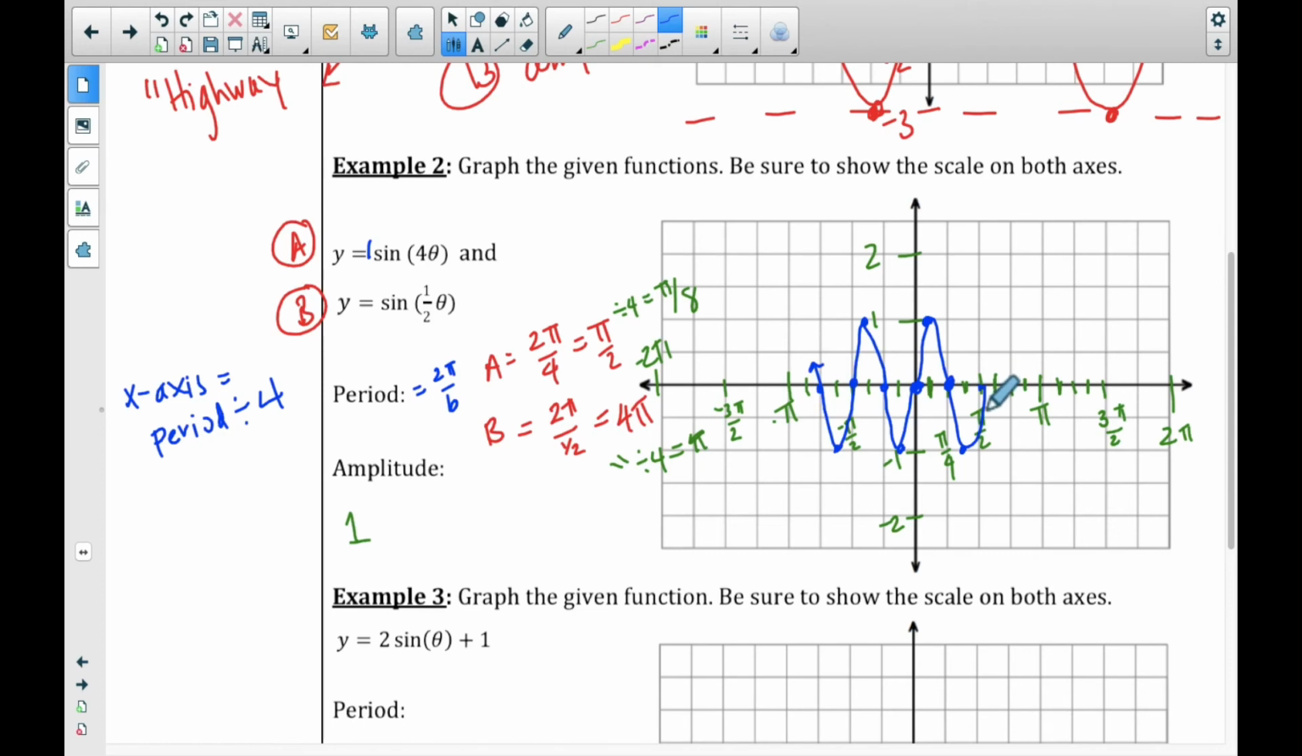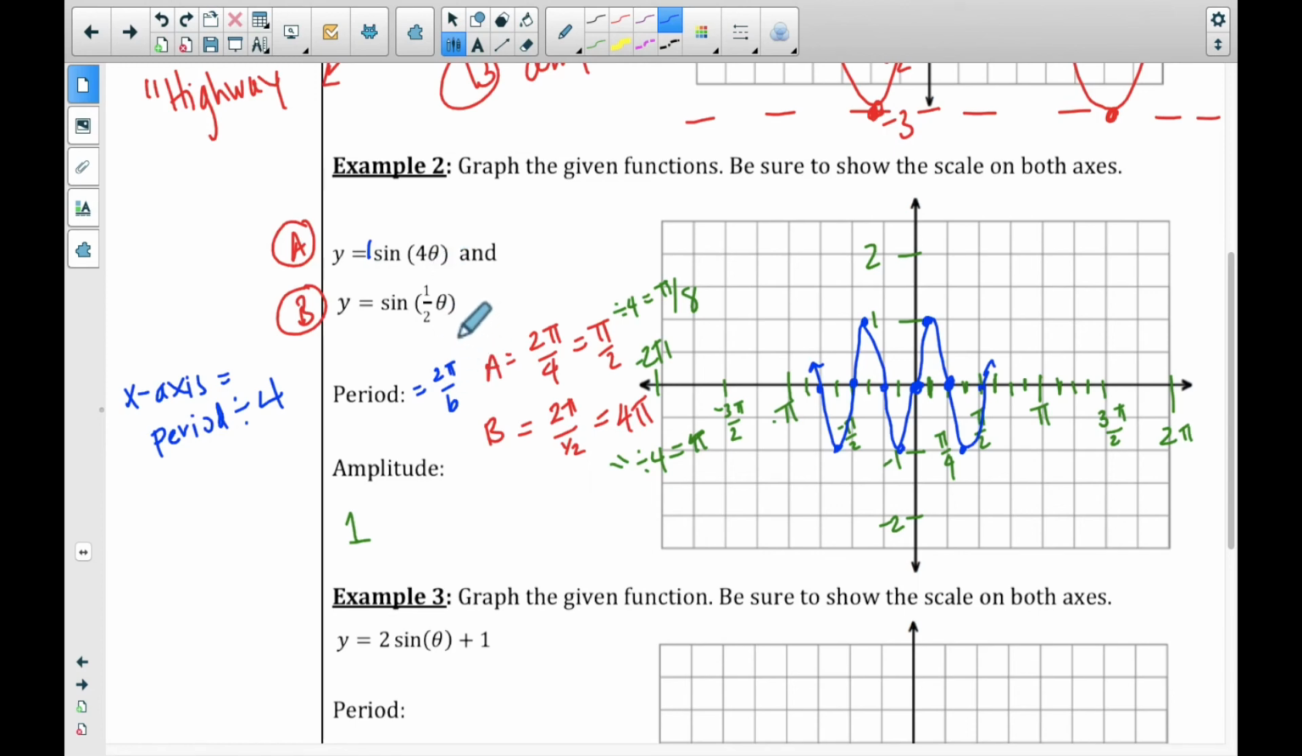If you're wondering how many of these waves you have to draw, a lot of times on a test or a quiz, I will have instructions that say, draw at least one period or draw at least two periods. I like to get at least two in there, but in the case of this next one, we're only going to have room to put one period in there. But I just wanted to show you how that's set up. That four in the front there makes it really skinny. It basically makes it a fourth as wide as the original parent function.